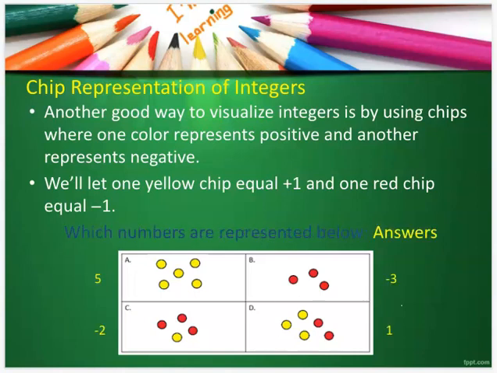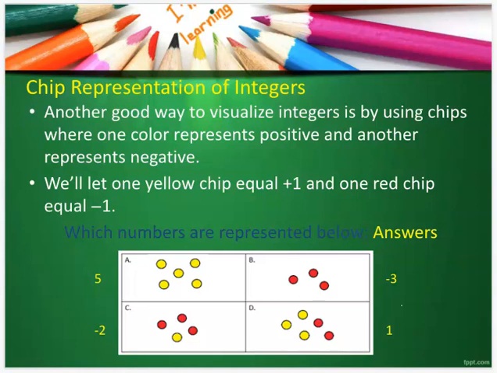All right, so A was +5 because there were 5 yellow chips. B was -3 because there were 3 red chips. Now on part C and part D, you might have had to think a little bit more. Every time you have a red chip and a yellow chip, they have a value of 0. They're called a 0 pair. So in part C, there's 1 0 pair, and then there's 2 red chips. So the value of C is -2.